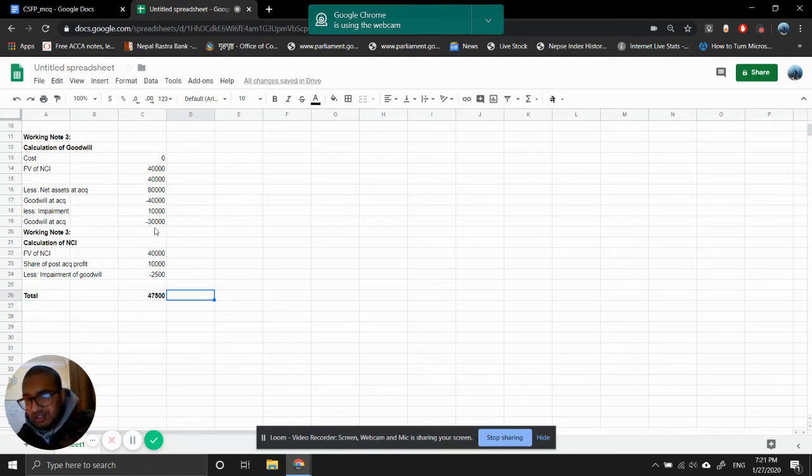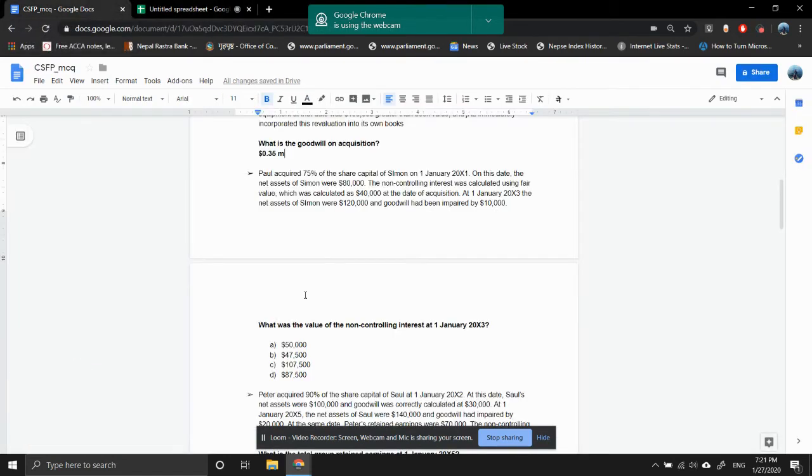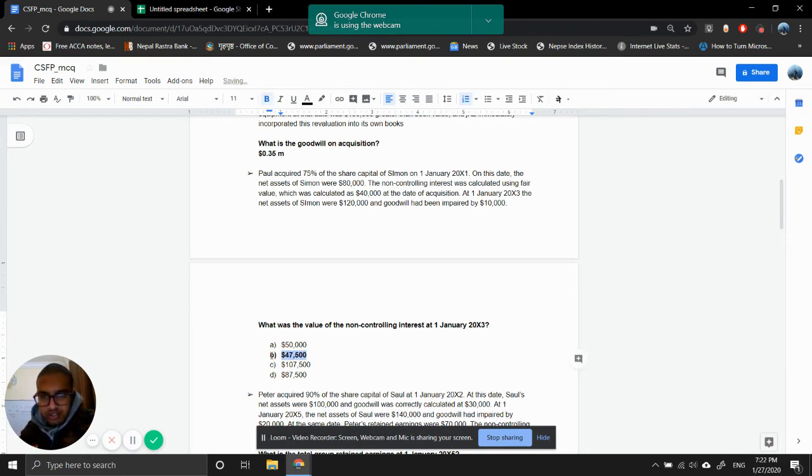So see, we don't need the cost of investment to calculate NCI. I knew that in the back of my head, so that's what I was trying to show you. All you need is the fair value of NCI, and then your post acquisition profit, and then if there is any goodwill impairment or PURP, you just need that information. That should be enough to calculate it. So 47,500. Okay, so B, that's our option, right? Let's highlight it.